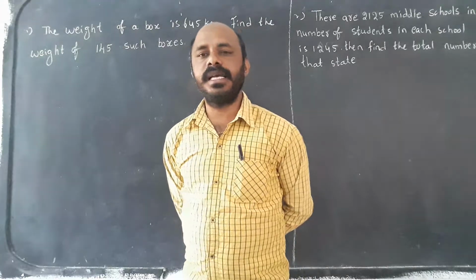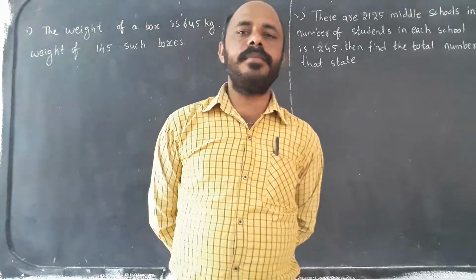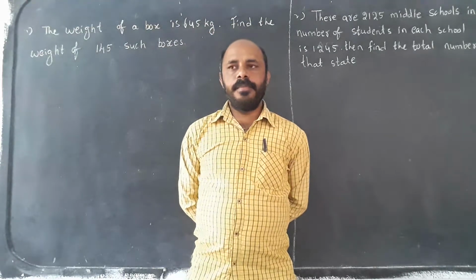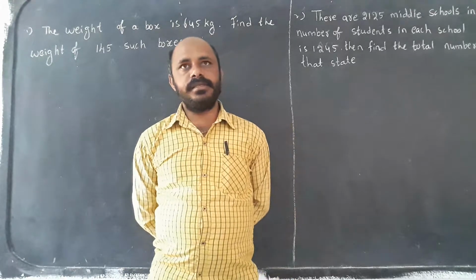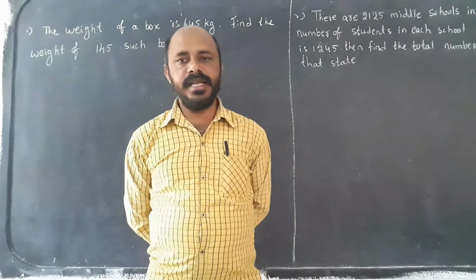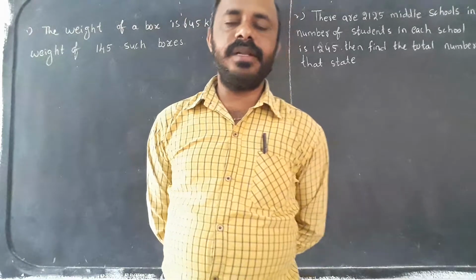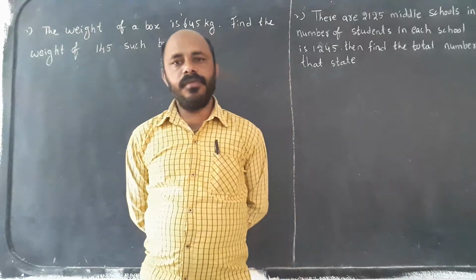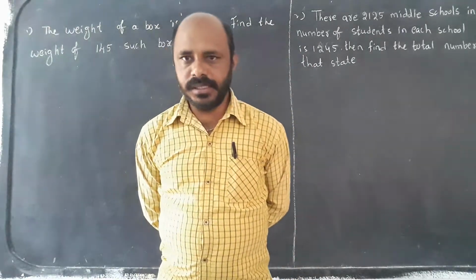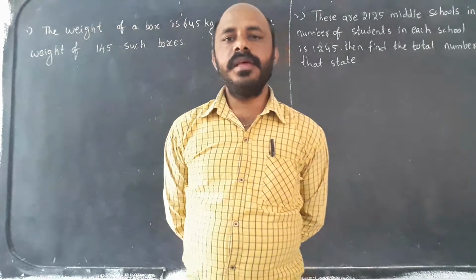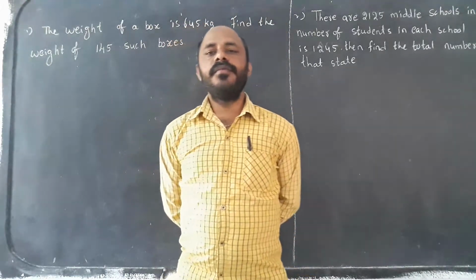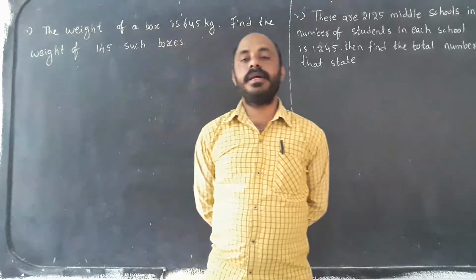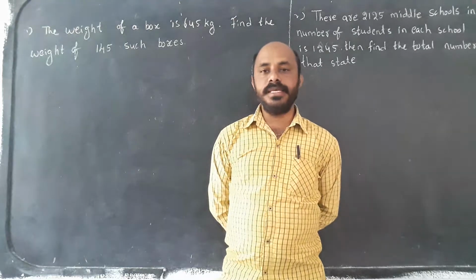Before class we also discussed the properties of multiplication. The main thing: the multiplicative identity is 1, and the additive identity is 0. If we multiply any number with 0, the product is always 0 only. This point is very important. Whenever we multiply a number with 0, the product is always 0.